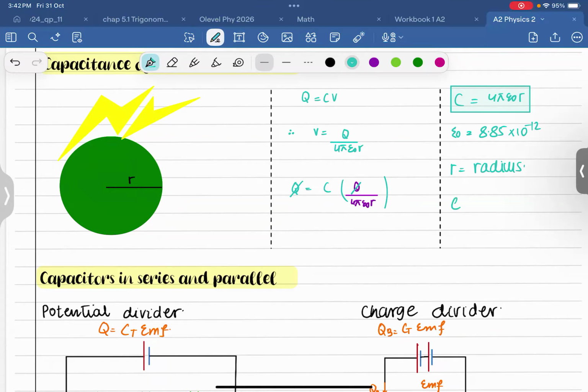capacitance of the sphere, capacitance of the sphere, just a second, please.